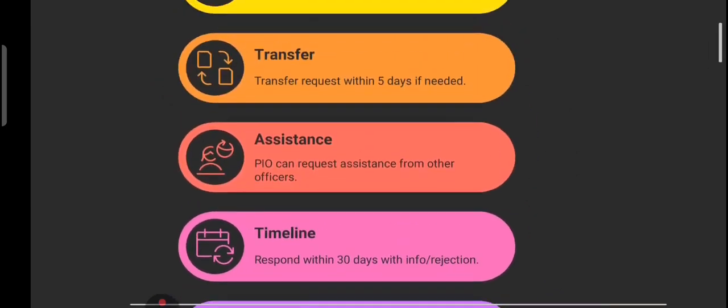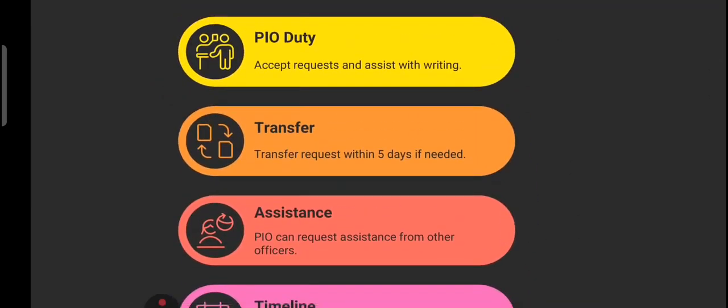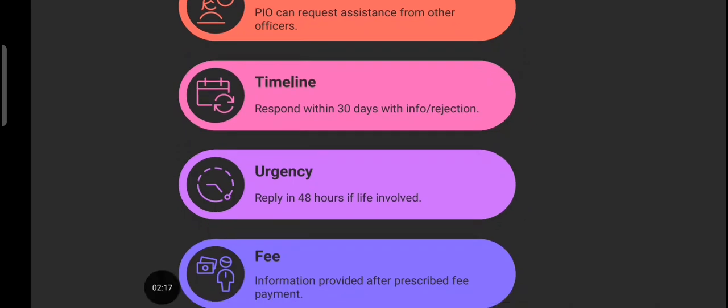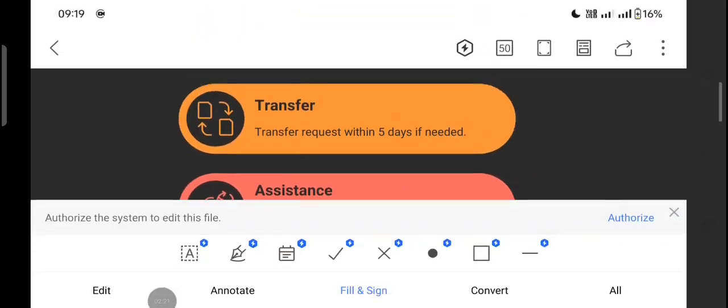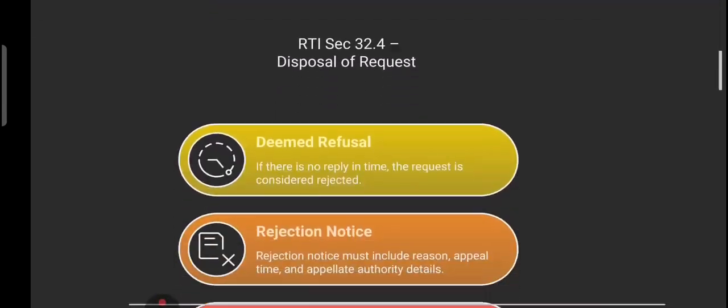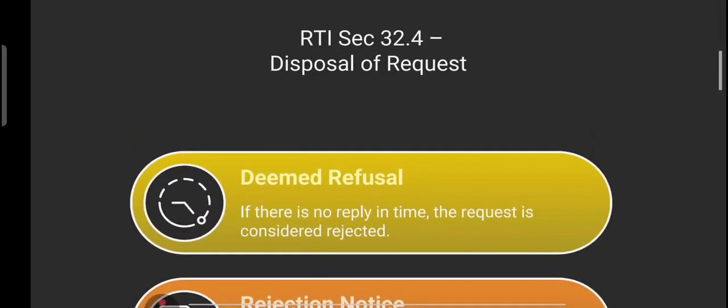So these are the important timelines: transfer within 5 days, respond within 30 days, and in case of urgency, reply in 48 hours. These things you must know: who is the PIO, and what is their duty. Now let's look at the RTI section on disposal of request.